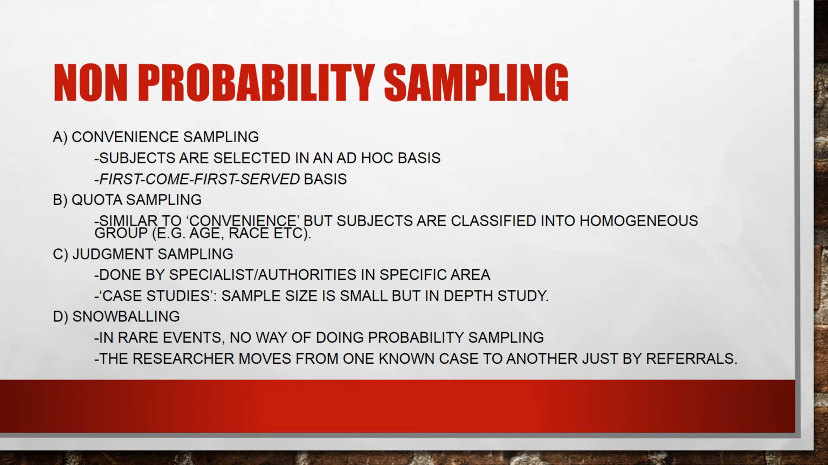Non-probability sampling includes convenience sampling, quota sampling, judgment sampling, and also snowballing. You may pause this video and read the text.